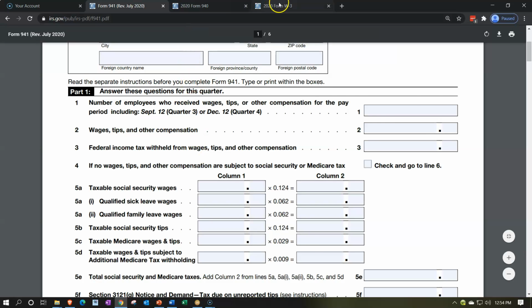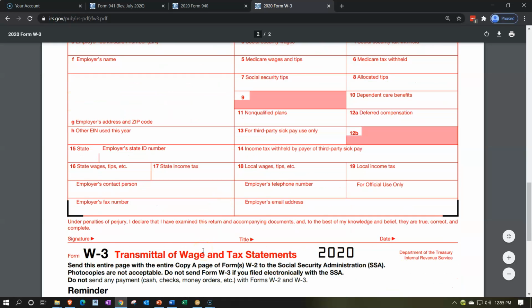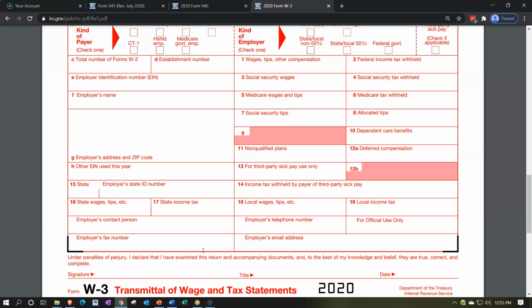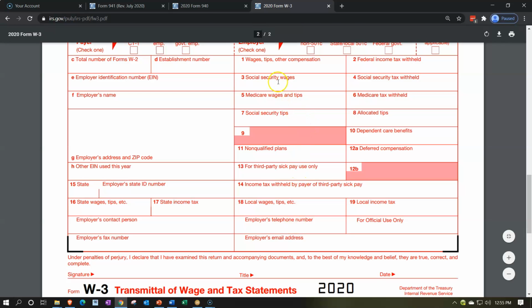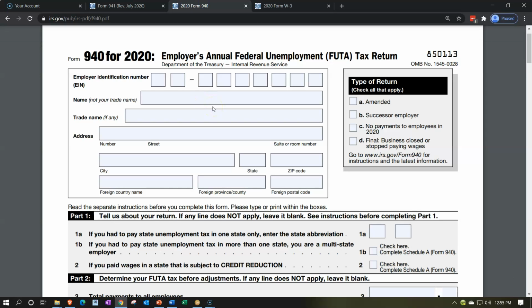Then if we go to the W-3, this is a summary form of all the W-2s put together. It looks like a W-2 form, but as if all employees were scrunched together into one employee. And then we can look at total wages in box 1, Social Security wages and Medicare wages here.